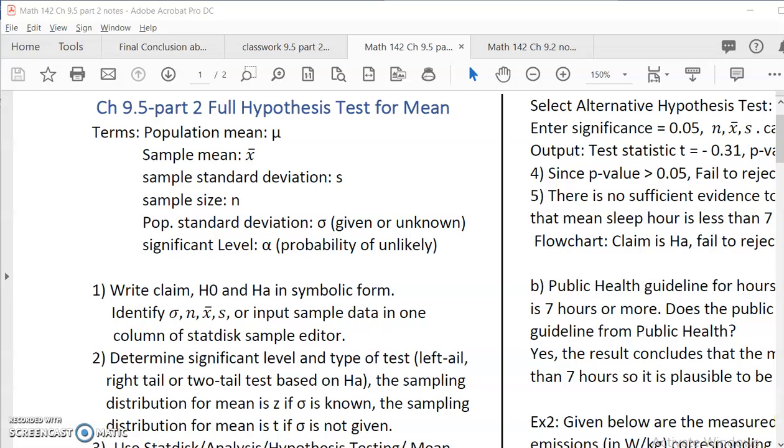Hello statistics student, this video is for chapter 9.5, full hypothesis test for mean. We'll concentrate on how we can do a hypothesis test if we're testing a population mean using a sample. The main idea of why we can test it is because X bar, the sample mean, is normally distributed by the central limit theorem.